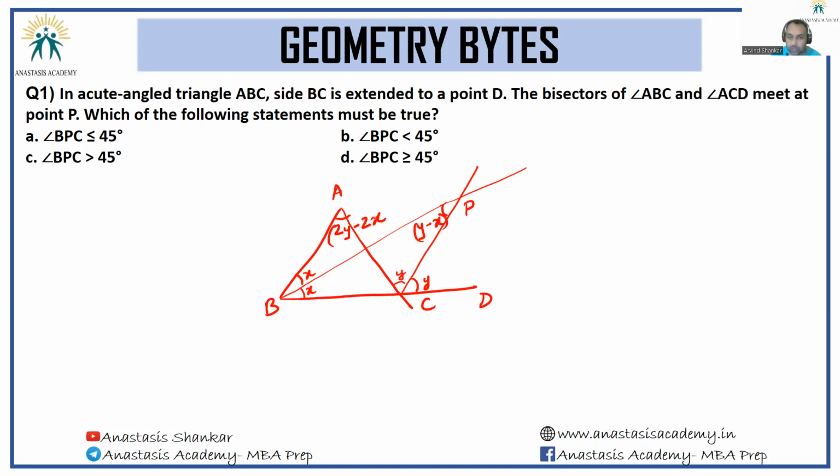So now, can you see if it is an acute angle triangle, angle BAC, 2y minus 2x will be less than 90 because it is an acute angle triangle, or y minus x will be less than equal to 45, which is angle BPC, the one that is present in all the options. So the correct answer to the question will be option B.